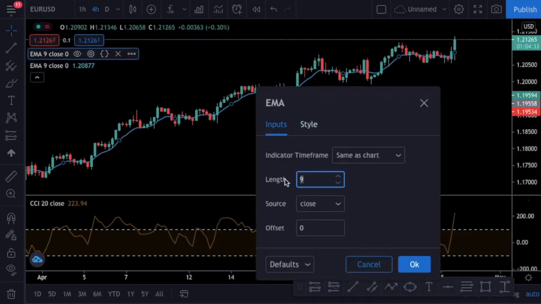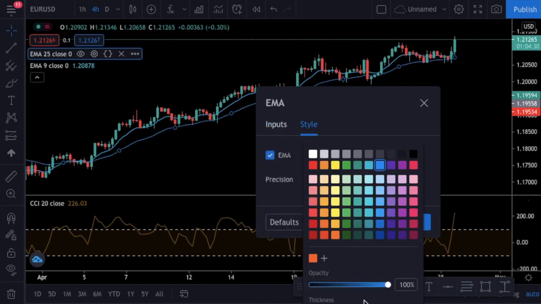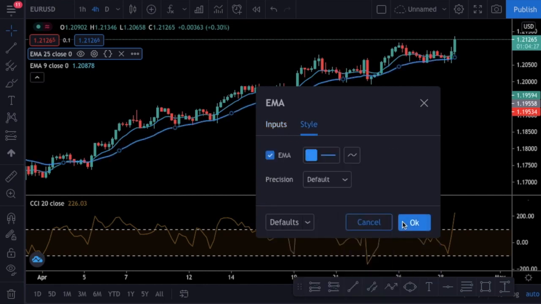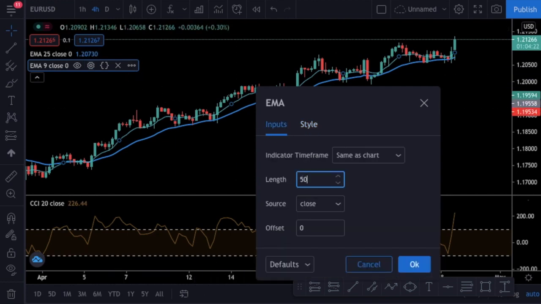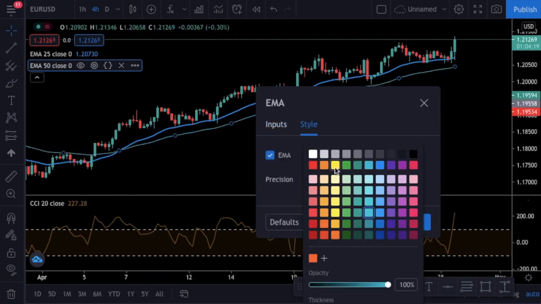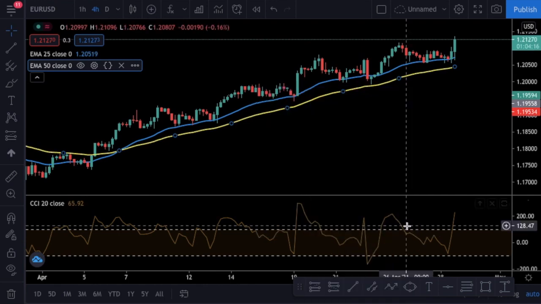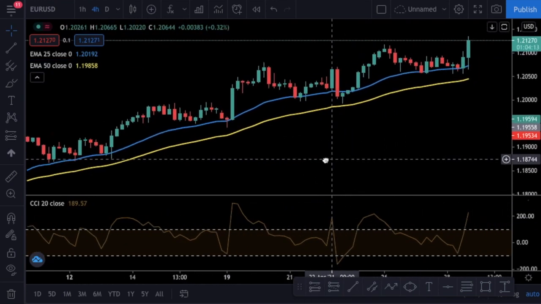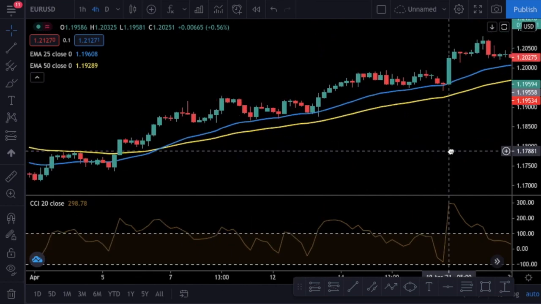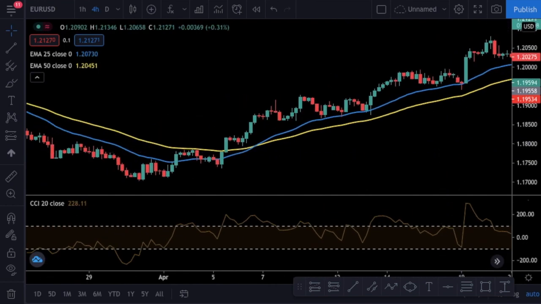I will add two EMA lines, and I will adjust their settings. I will adjust their lengths first. The faster one will be 25, and the slower one will be 50. I will also change their colors, so it will be easier to track them. We will use the CCI indicator with its default settings, so there is no need to change anything about it. Okay, now we have everything we need.